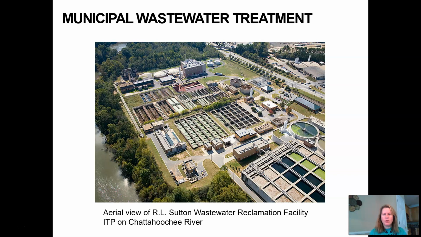Here's a picture of one of Cobb County's sewage treatment plants. This sits right off the Chattahoochee River. It's just inside the perimeter close to Smyrna.